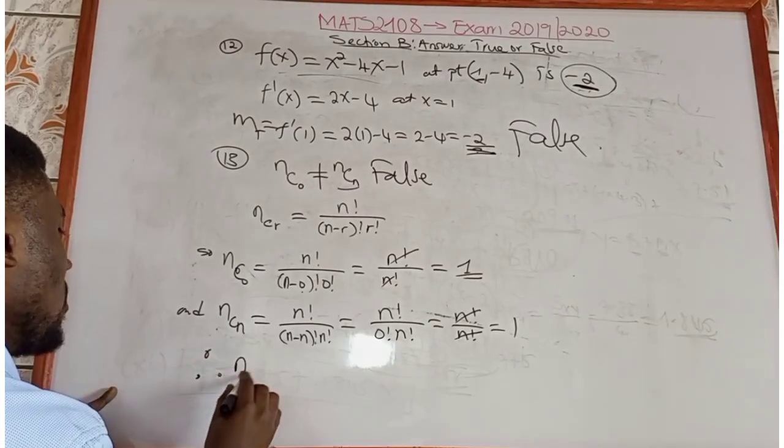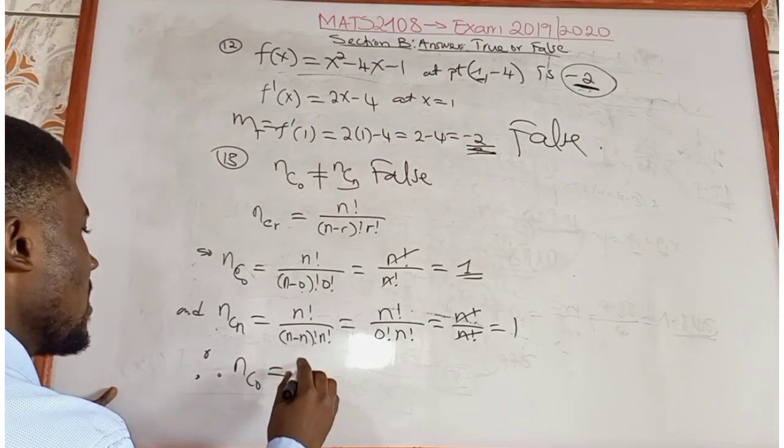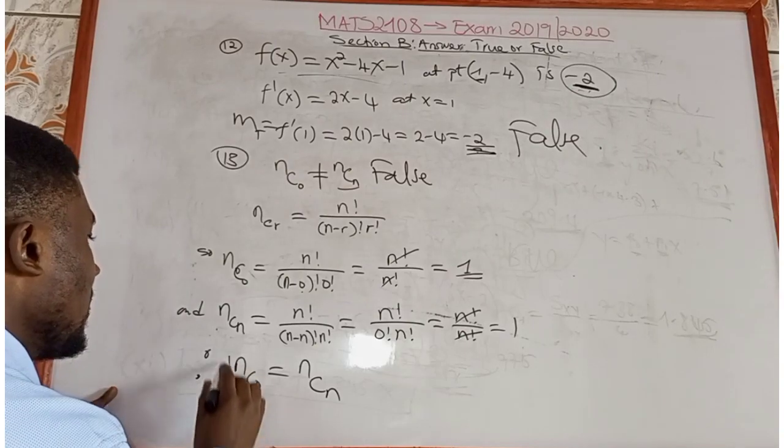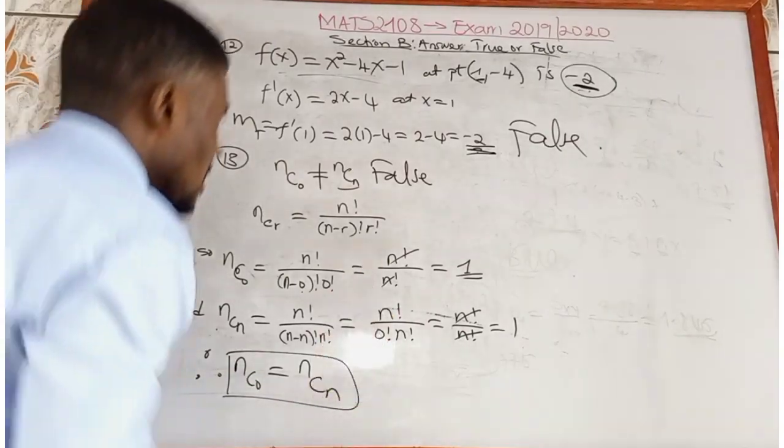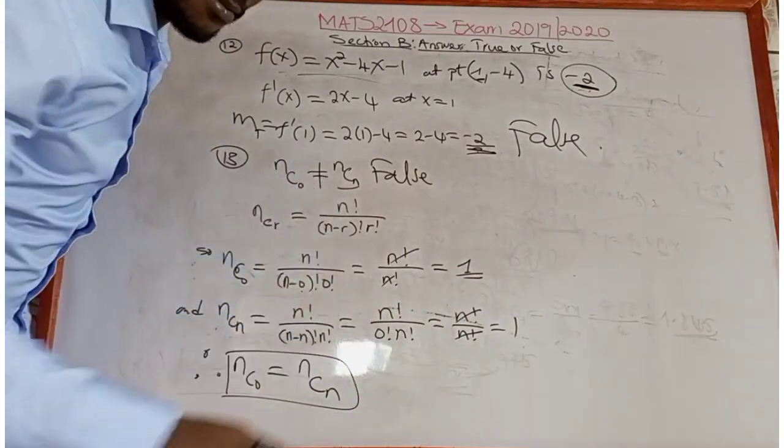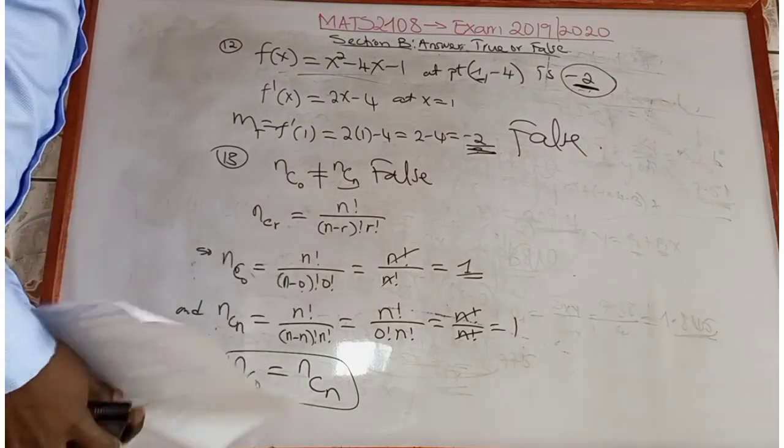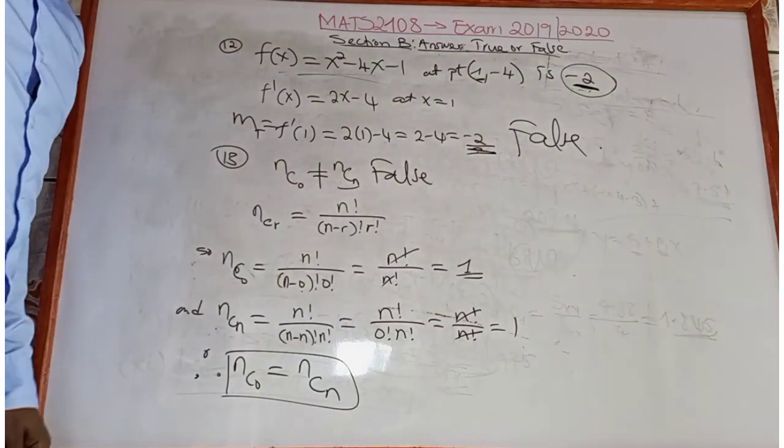Therefore, n combination 0 is actually the same as n combination n. So the statement saying that they are not the same is wrong.